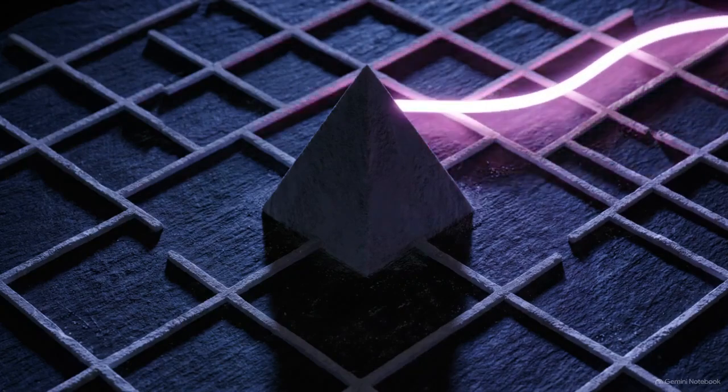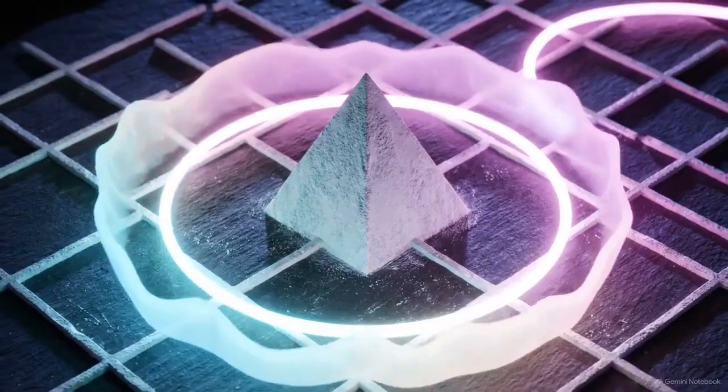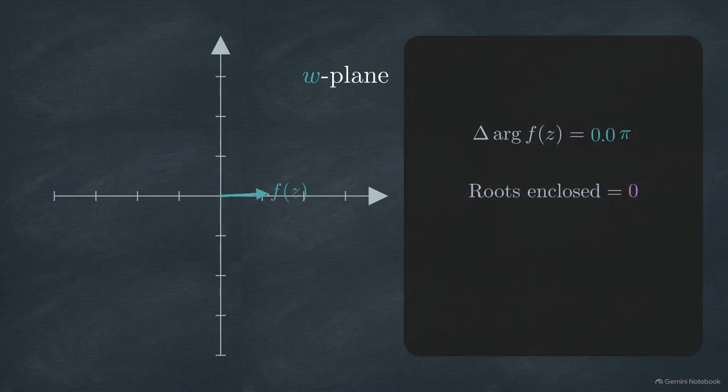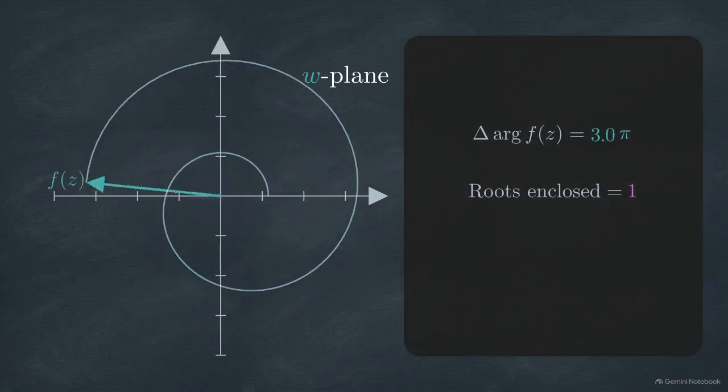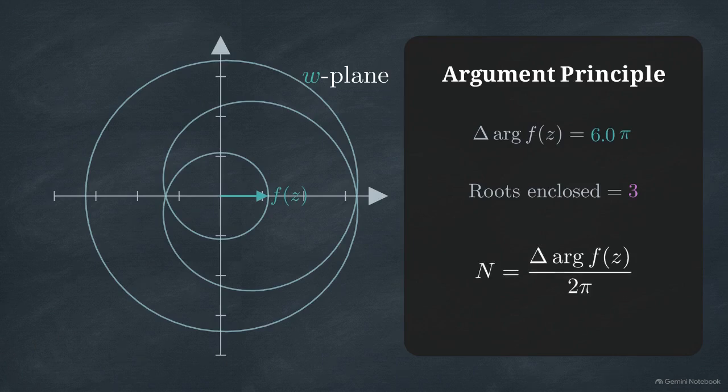The global path of a complex function is determined by whether or not it swallows a root in the input space. Since a polynomial's total angle is the sum of the angles of its factors, we can count roots by observing how many times the function winds around the origin. This is the argument principle. The total change in angle divided by 2 pi equals the exact number of roots enclosed by the input path.